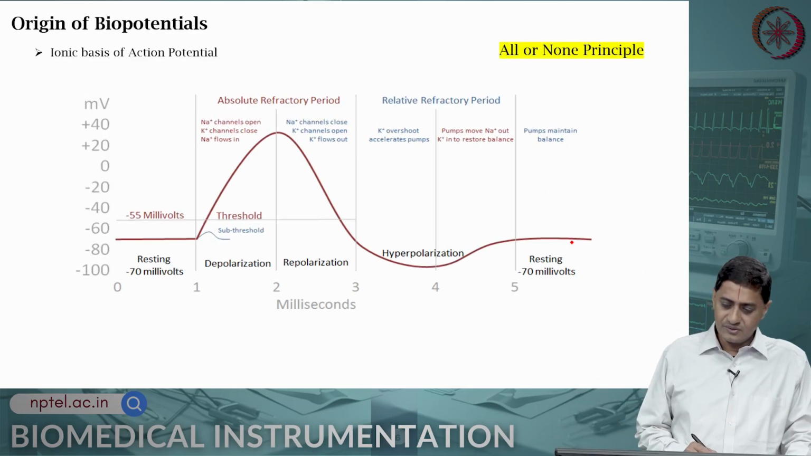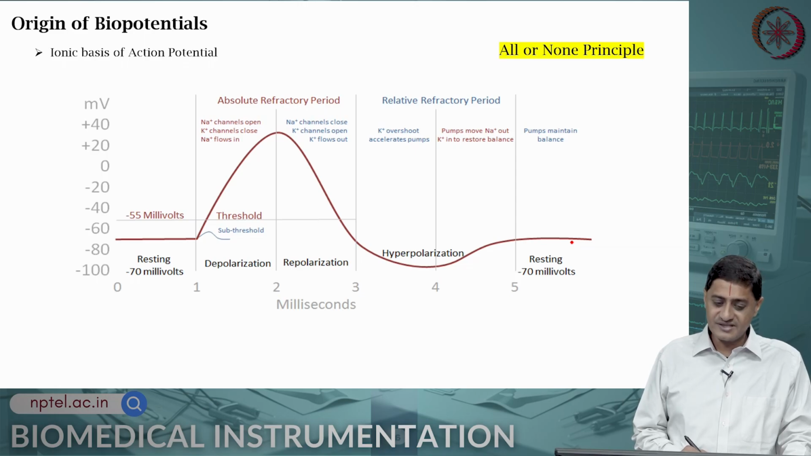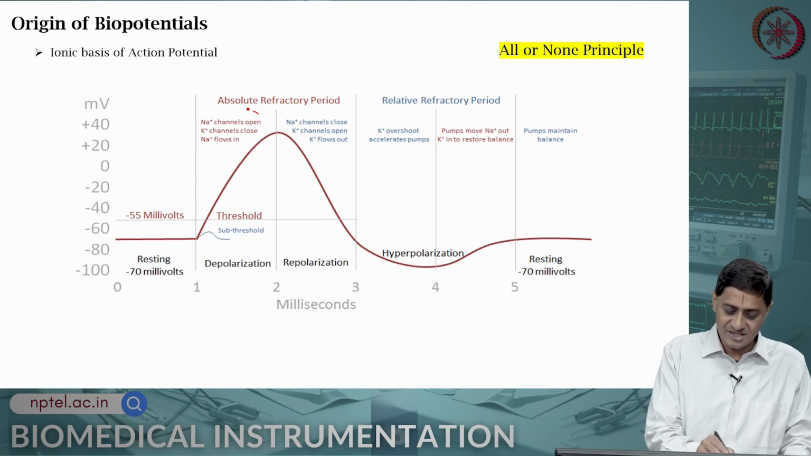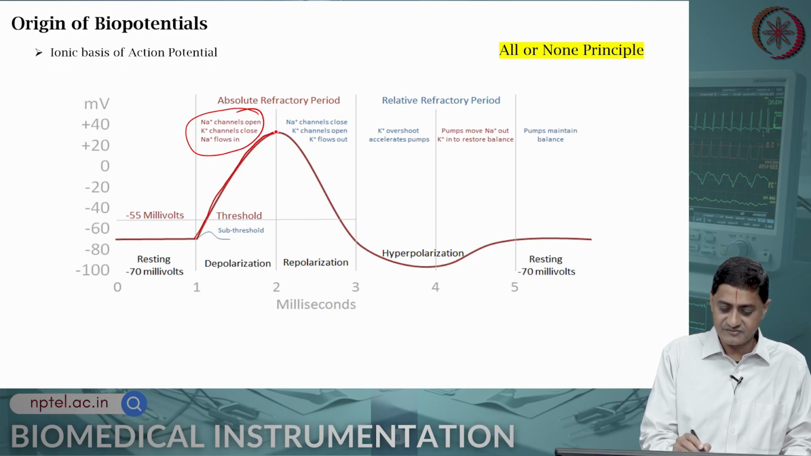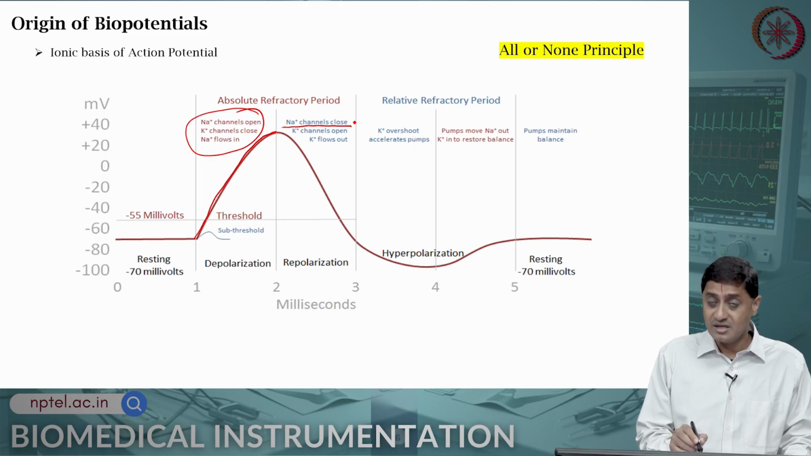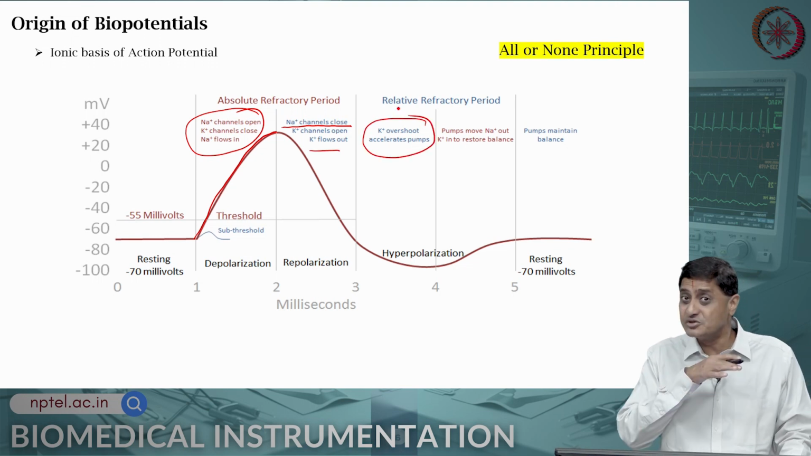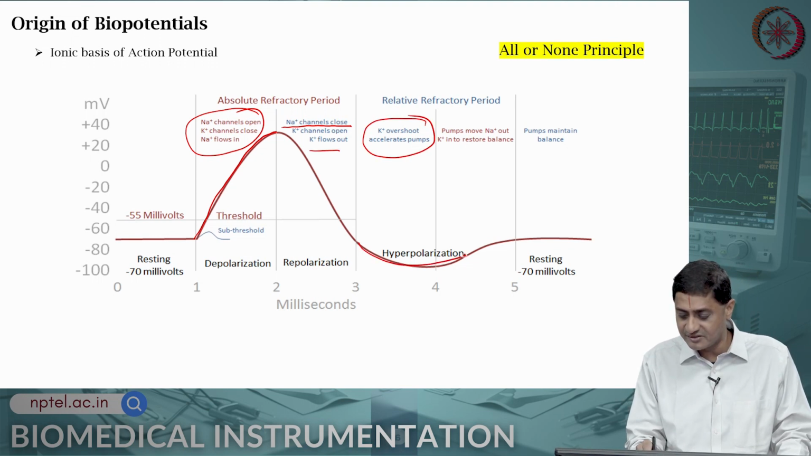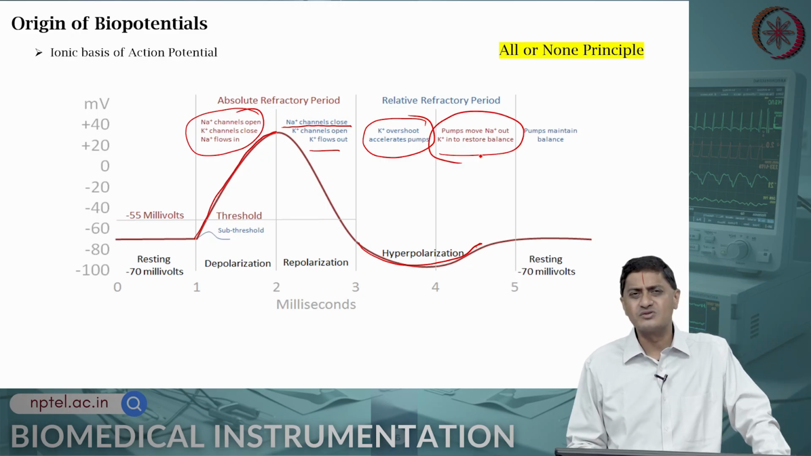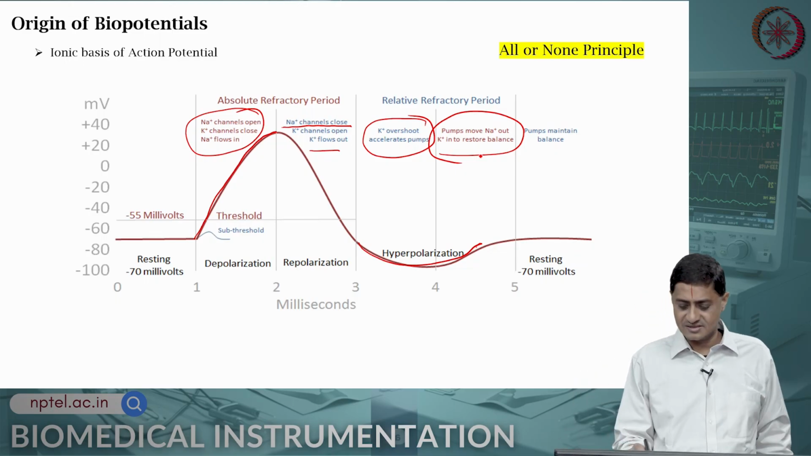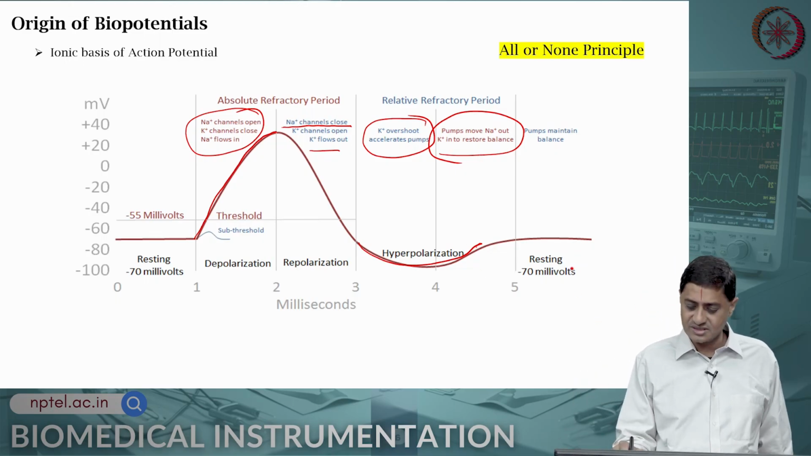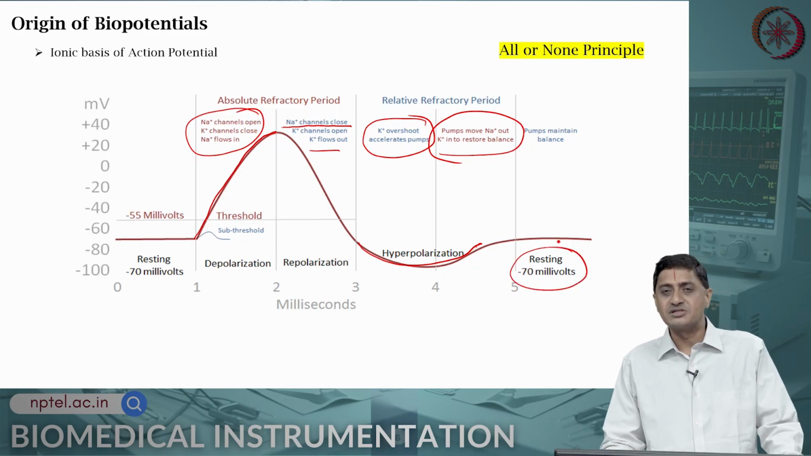So, once again going through this, revising this, in this situation sodium channels open and potassium channels are closed and sodium flows in, causing this depolarization phase. In this situation, sodium channels are closed and potassium channels open, leading to an efflux of potassium, but this potassium conductance continues to remain high, leading to a hyperpolarization. After some time, the sodium potassium pump restores balance. So, going back to this resting membrane potential.